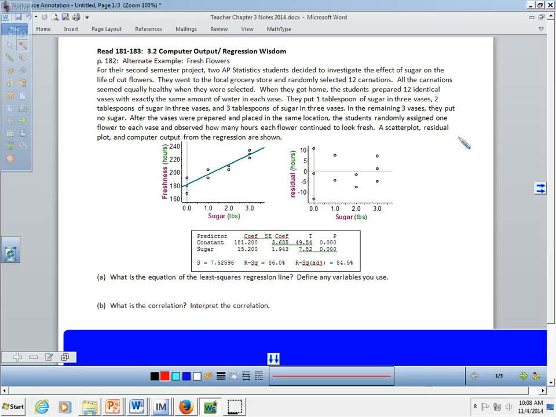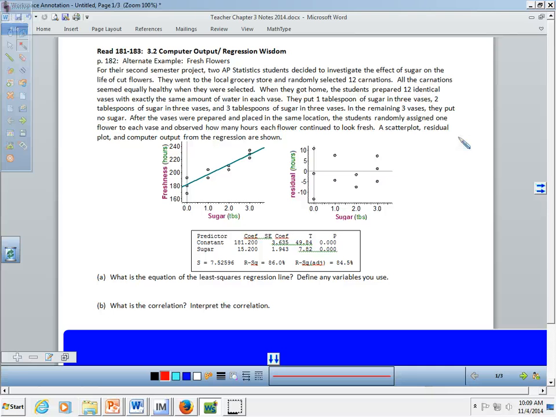Creating a scatter plot, creating a residual plot. Again, you're not going to have to create those in a test setting, AP exam or a test in here. Fact of the matter is, and I keep saying this, you only have a certain amount of time in which to take these tests. And so punching buttons in your calculator is a complete waste of that time. So you're not going to have to do that.